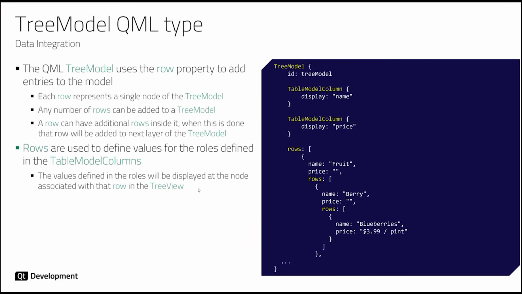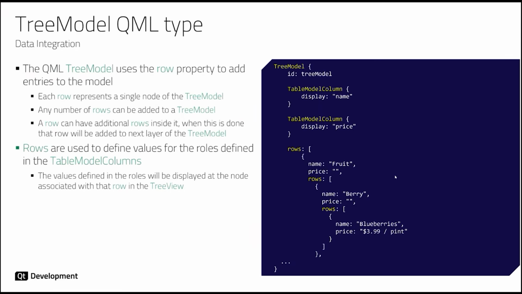And rows are used to define values for the roles defined in the table model column. So for example, here we can see we've got two table model columns, both of which are using the display role and have the name and price. And then inside of the rows there, we give the name role a value, in this case of fruit, and the price in this case has no value. But as we go down the tree, we can see we do eventually provide a value for the price role.